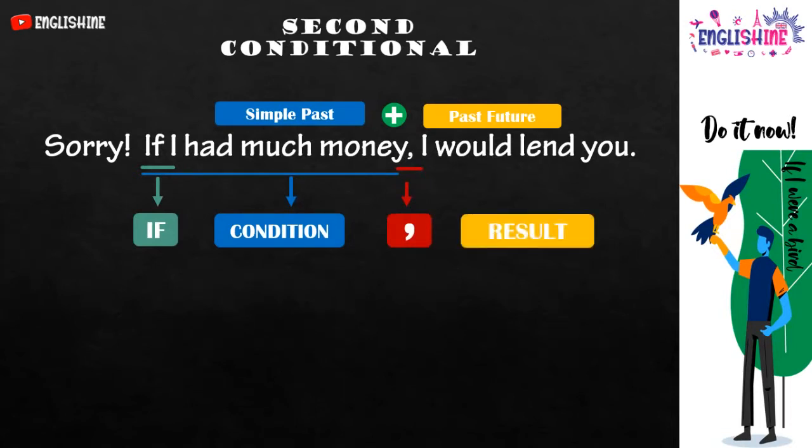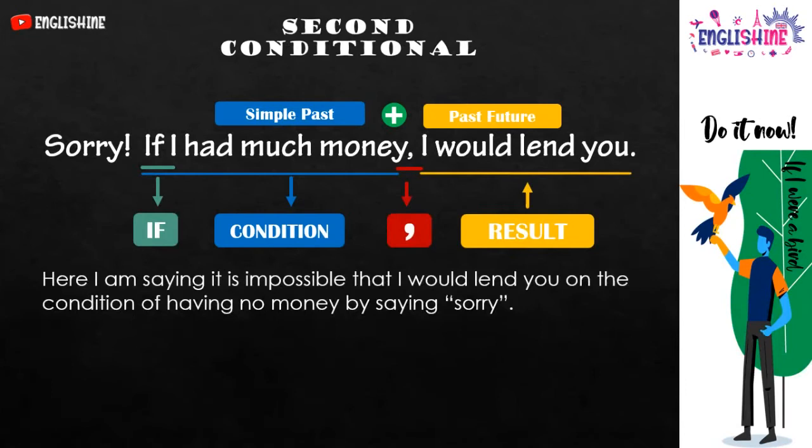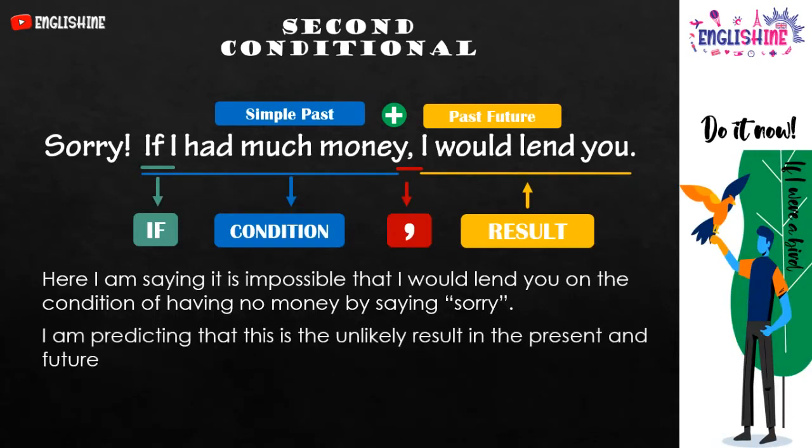What is the result of this if clause? The result is I would lend you. Here I'm saying it is impossible that I would lend you on the condition of having no money by saying sorry. I am predicting that this is an unlikely result in the present and future.